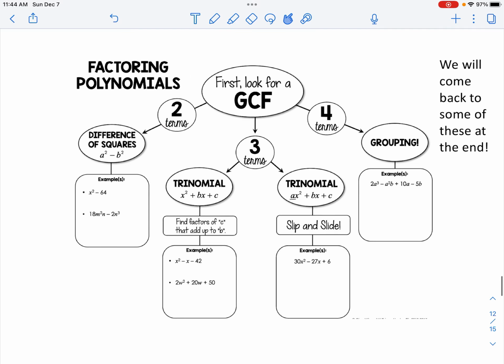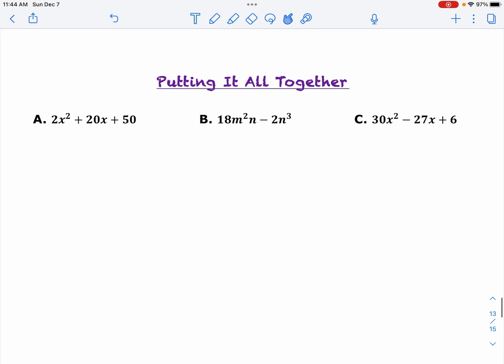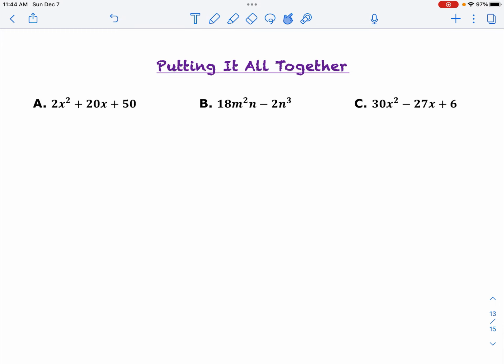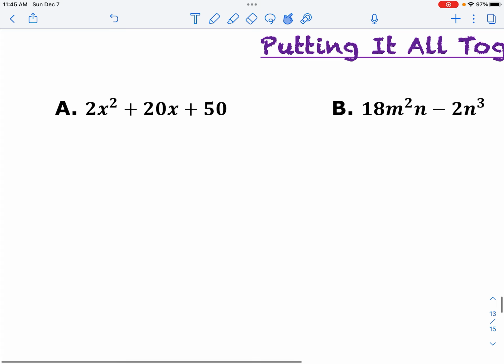Here were some problems that we looked at the very beginning. I want to go through a couple of these at the very end here so that we can make sure that these make sense. Okay, so putting it all together. Whenever you factor, you should always start by looking for a greatest common factor. So in those other problems that we just went through, those were just a refresher on how to do the steps. But really, when you do your assignment, you always want to start by saying, is there a greatest common factor? So I'm going to start here.